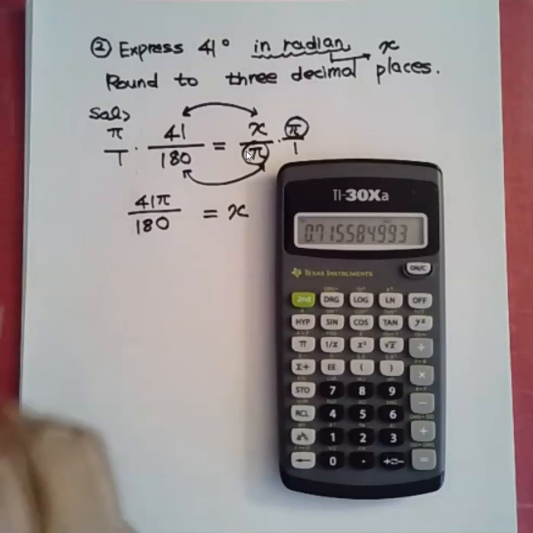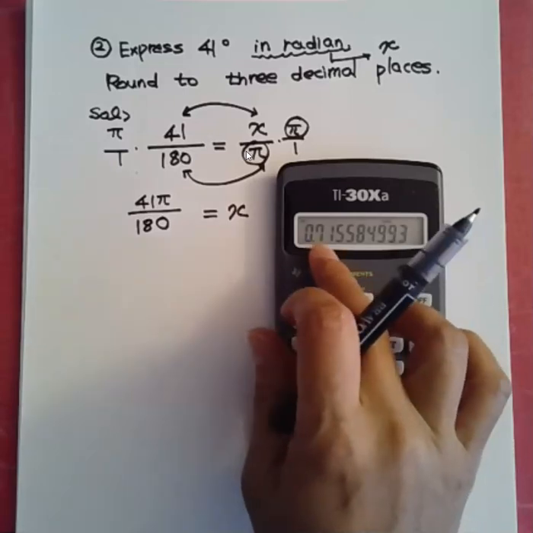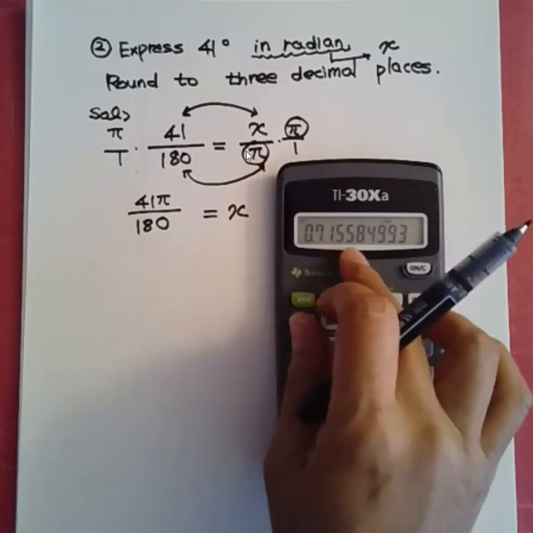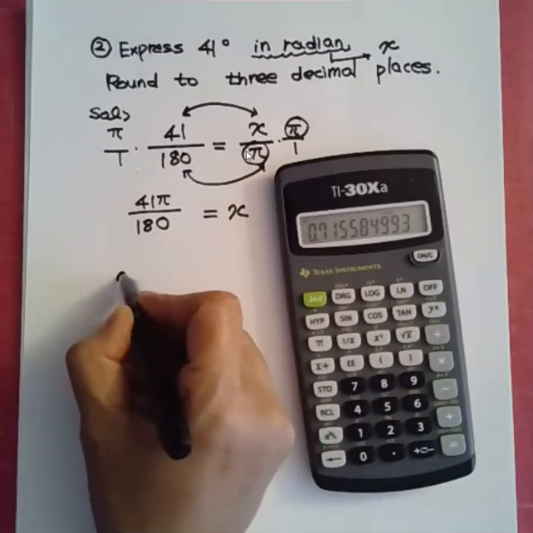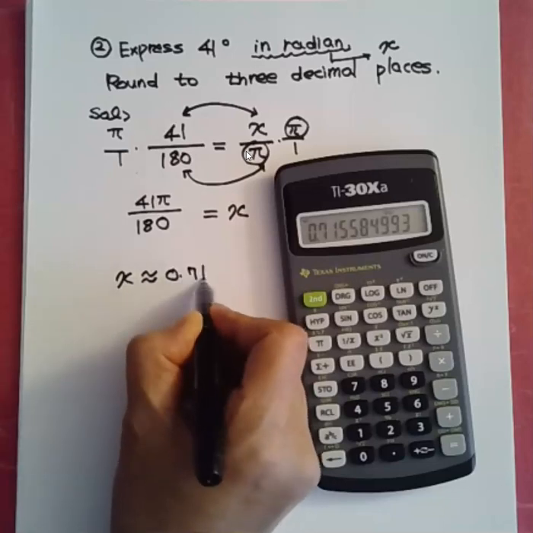We have to round it to 3 decimal places, so 0.7155 becomes 0.7156. X is approximately 0.716.